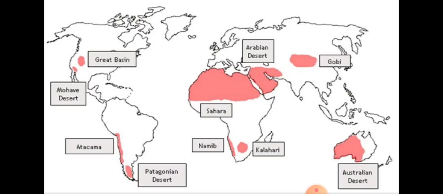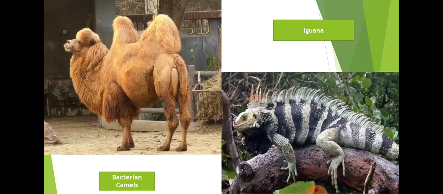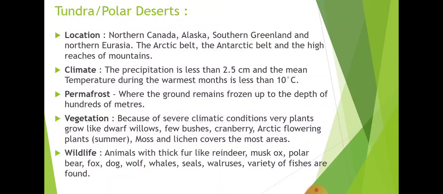Though the picture is related to all deserts, here we have to see only the temperate desert. There you can see the Patagonian desert, and now you can see the Gobi desert. So these are the regions where the temperate desert is found. Now look at the plants and trees found in those regions, like saltwood and thorny bushes, and animals like the Bactrian camel and iguanas. So these are some of the animals and vegetation found in the temperate desert areas.